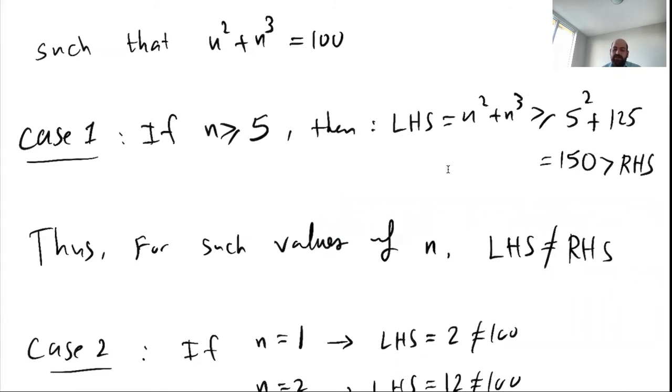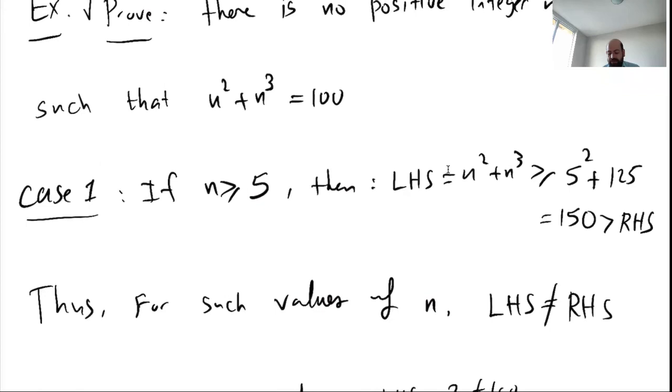For example, let's say n is minus 10. If n is minus 10, how much is the left-hand side? Minus 10 squared is 100, minus 10 cubed is minus 1000. Minus 1000 plus 100 is minus 900. And minus 900 for sure is not bigger than 100, it is less than 100. So what type of argument do you think we can give this time?